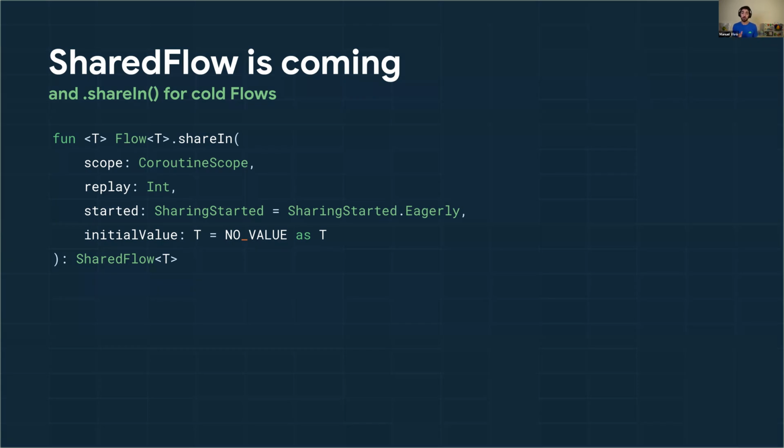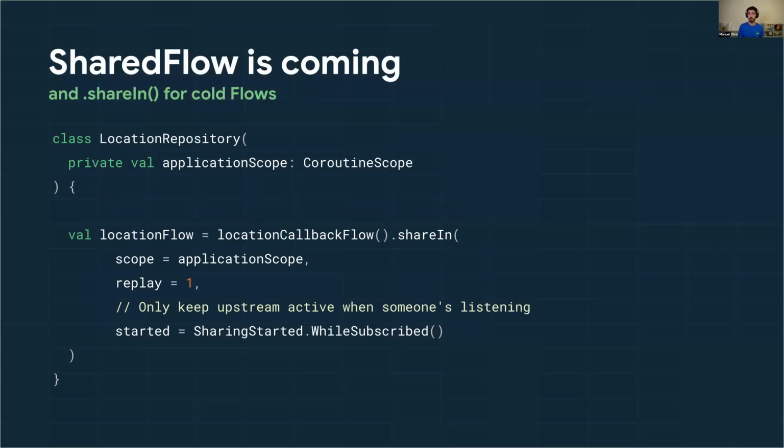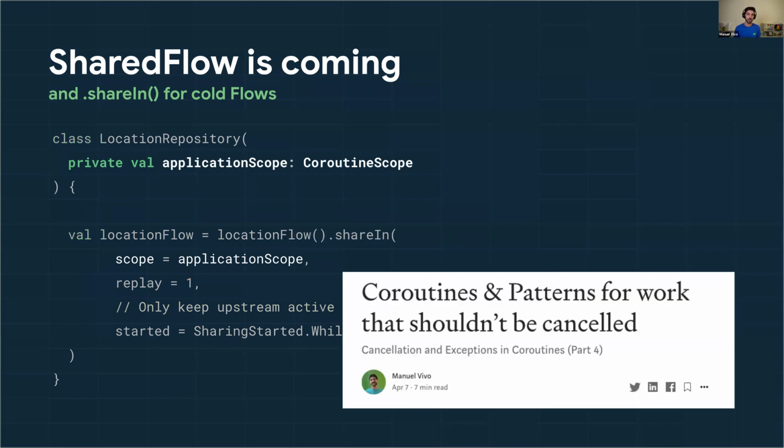If we wanted to use it with our previous implementation, for whatever reason, we would have something like this. Imagine we have the location callback flow that we had before, and we could use the sharing operator, for example, in a location repository. As I was saying, it needs a coroutine scope, and this coroutine scope is used to handle the life cycle of this shared flow. Using something like an application scope will make the shared flow be shared for all collectors as long as this application scope is not canceled.